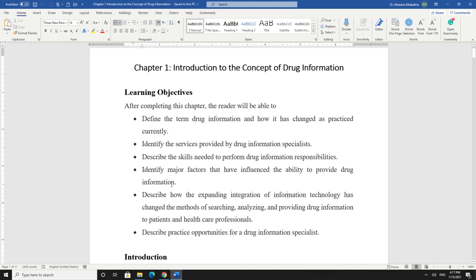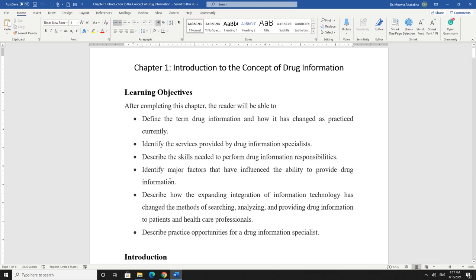At the end, we will talk about what areas where the drug information specialist can contribute. So what are these areas? For example, the job opportunities that you can get if you become a drug information specialist.